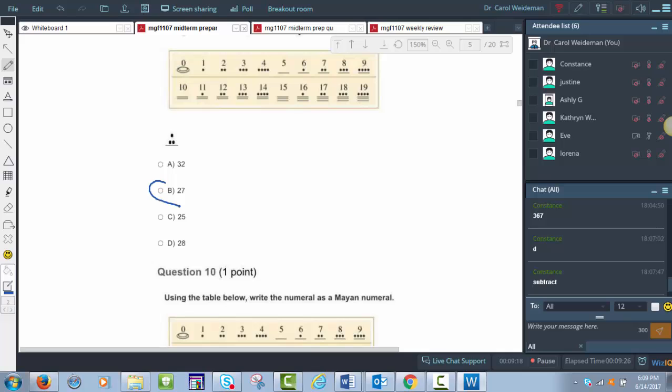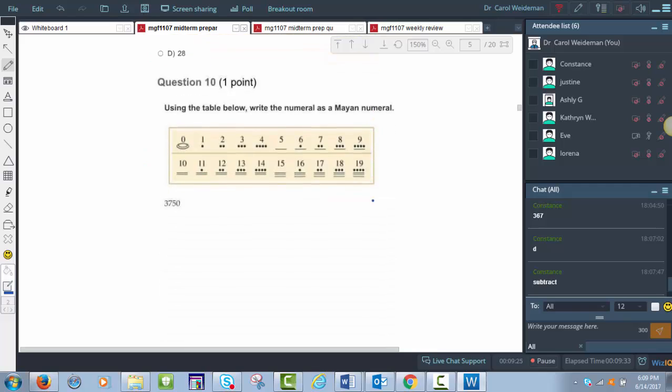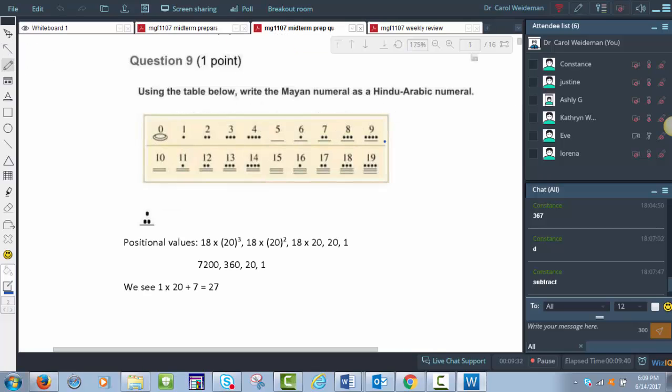So you're going to have to remember your positional values for the Babylonian and also for the Mayan. This time we're going to go the other way. They gave me the number and they want me to pick the right set of symbols. So let me click over here for this one.